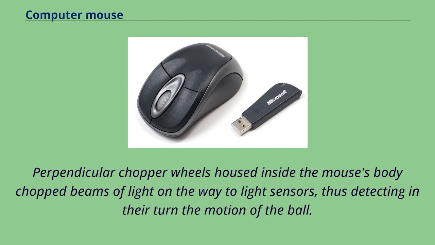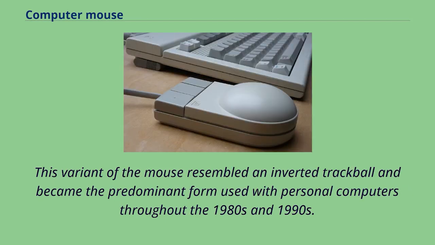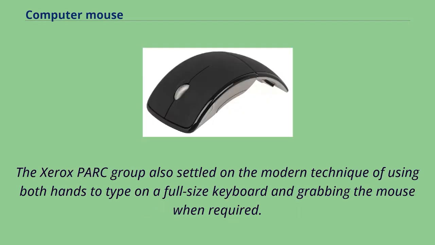Perpendicular chopper wheels housed inside the mouse's body chopped beams of light on the way to light sensors, thus detecting in their turn the motion of the ball. This variant of the mouse resembled an inverted trackball and became the predominant form used with personal computers throughout the 1980s and 1990s. The Xerox PARC group also settled on the modern technique of using both hands to type on a full-size keyboard and grabbing the mouse when required.